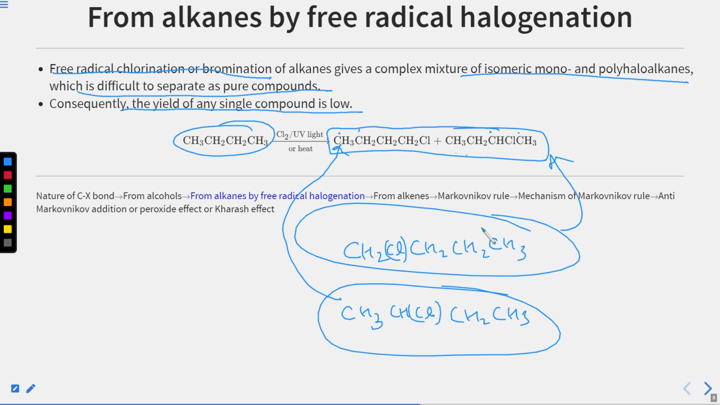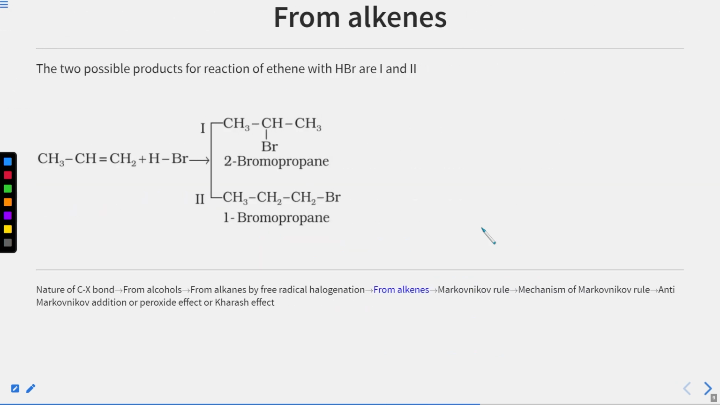Now next is the preparation from alkene. If I talk about the alkene, two products are possible for a single alkene. For a symmetrical alkene, you don't have to worry. How? Suppose we are given ethene, and you are told that we are adding HBr. Then we can get two products, you would say.